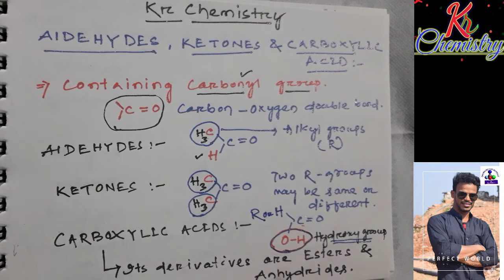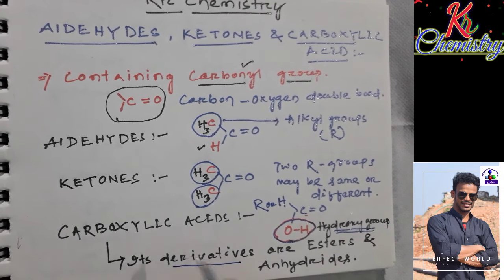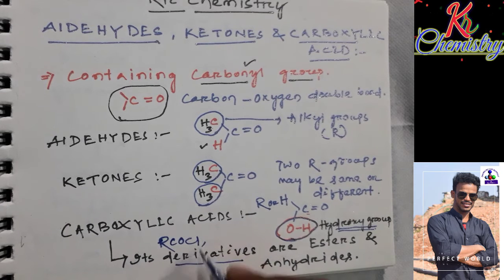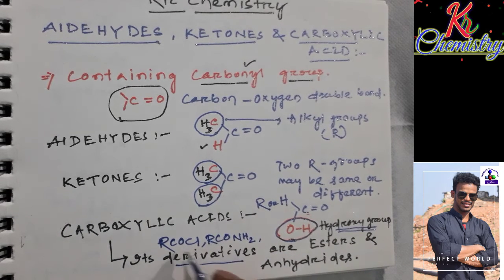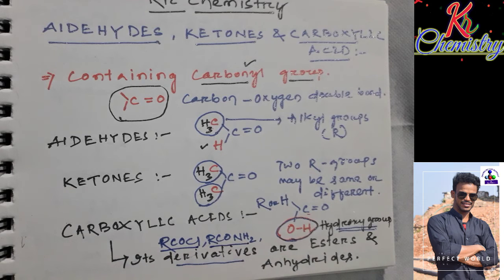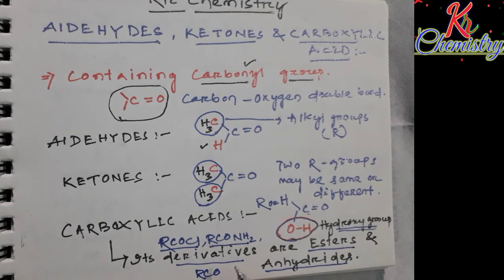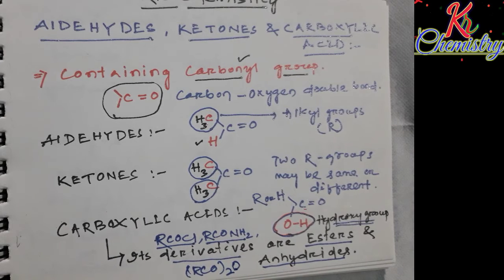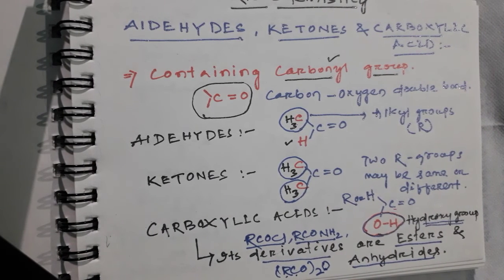So this is the structure of a carboxylic acid. Like other carboxylic acid derivatives like RCOCl and RCONH2. This is the acid chloride, this is the acid amide. Others are esters and acid anhydrides. The general formula of an acid anhydride is (RCO)2O. Here the oxygen atom is attached to RCO. This is the structure of an acid anhydride.